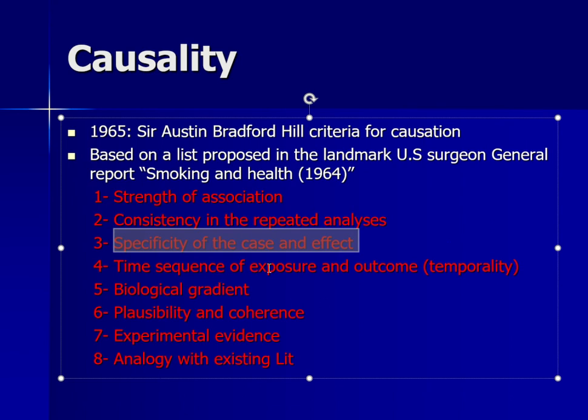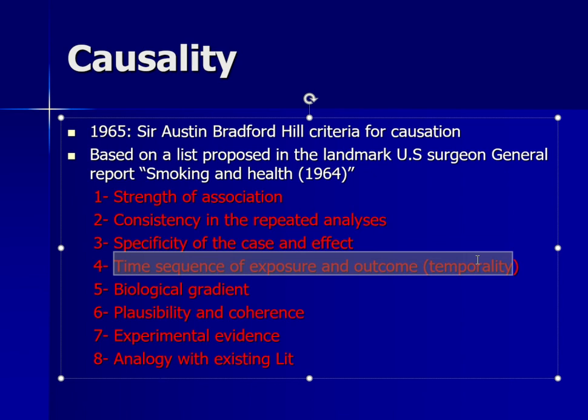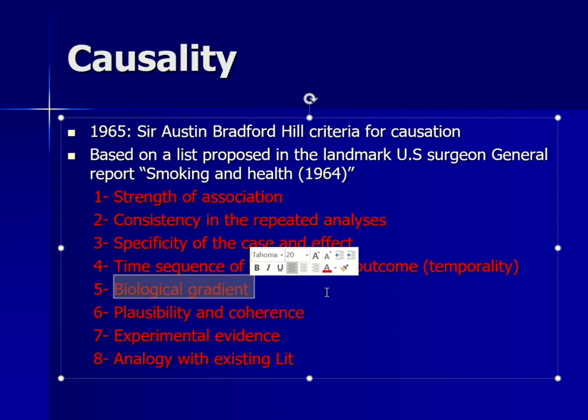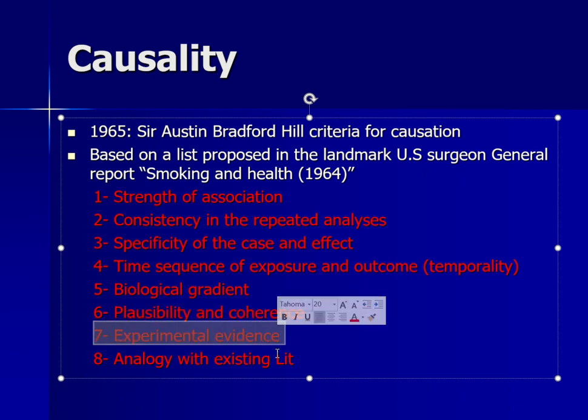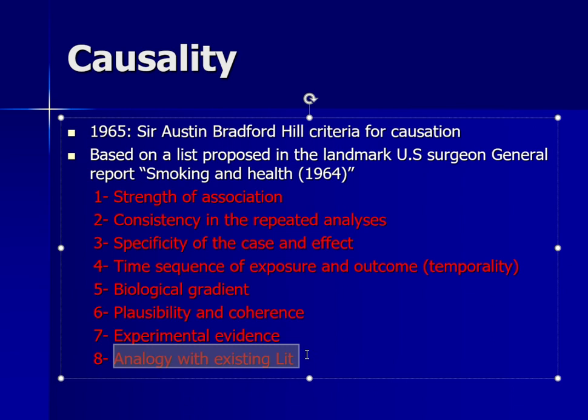Time and exposure and outcome. So temporality, we talked about, that the exposure has to come before the outcome and with enough time. Biological gradient, this is what I told you is called dose response. Plausibility and coherence. This is that there is a biological model that can explain why we're seeing the outcome. Experimental evidence through RCT. Analogy with existing literature.